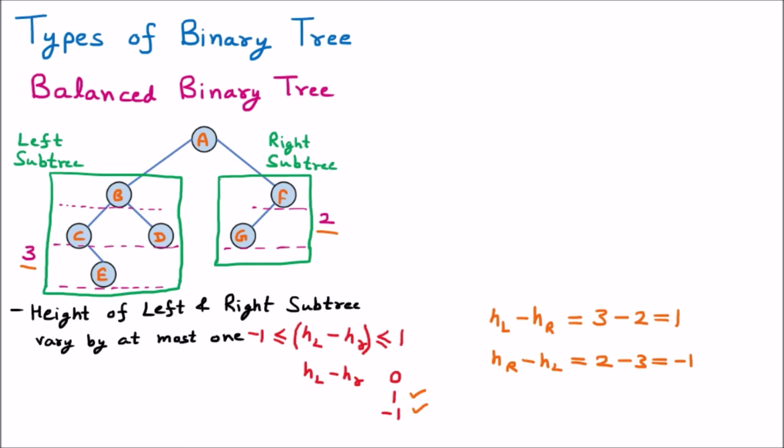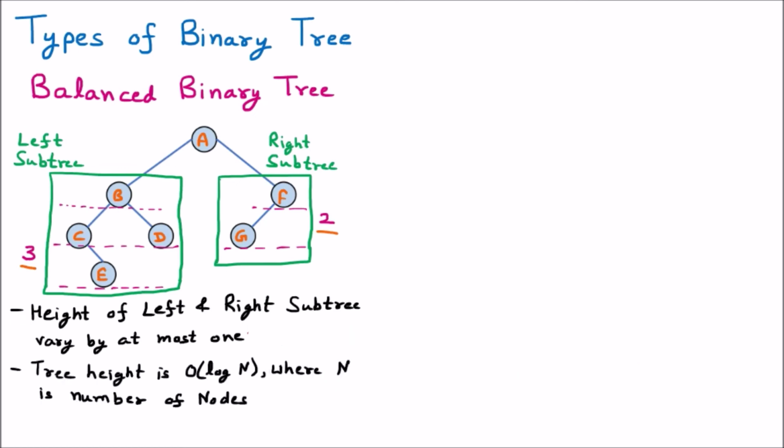So there 1 will come and minus 1 will come, and also 0 will come if both the heights are equal. Let us suppose we take a tree where left and right are equal, then it will also be 0. So here we have the formula derived that the height of left and right subtree vary by at most 1. Now the next thing about the balanced binary tree is that the tree height is big O log n, where n is the number of nodes. So the height of the tree can be big O log n.